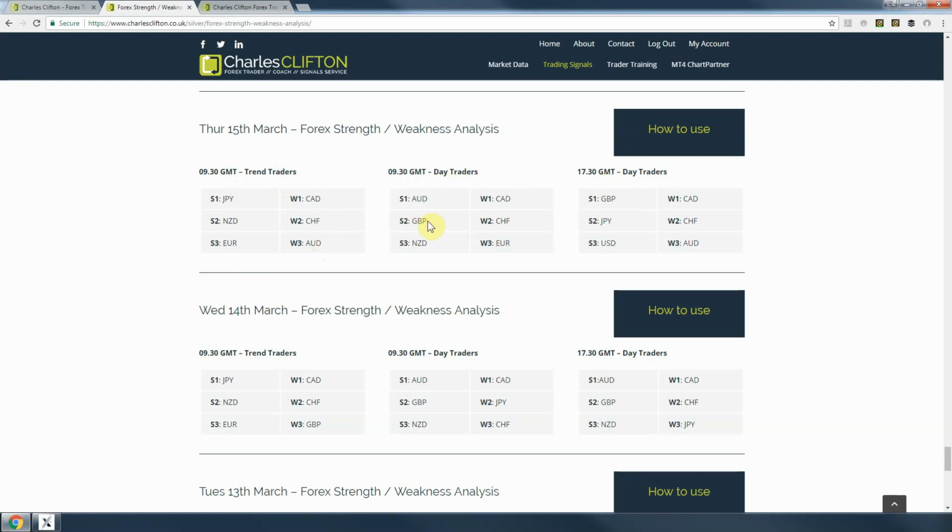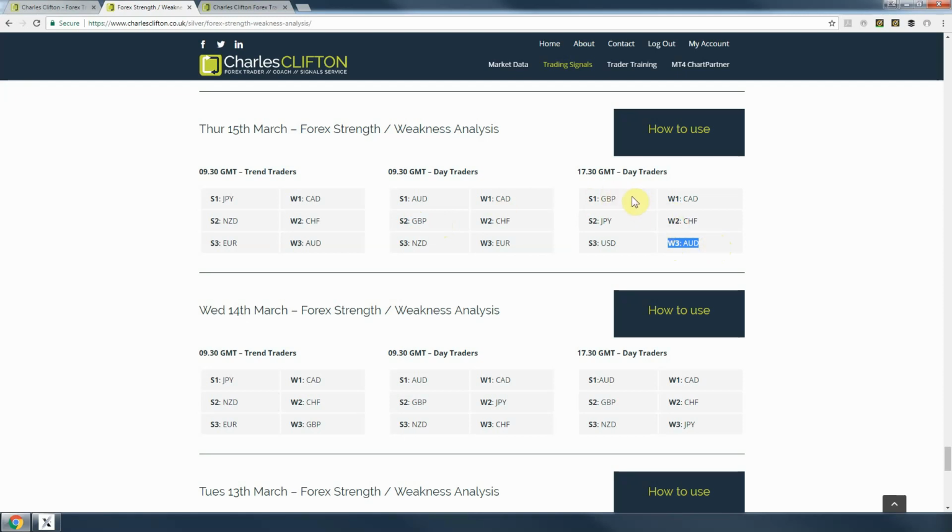So by Thursday the 15th in the morning, we've got the pound starting to show a little bit of strength. By the evening, we have the pound showing quite a lot of strength, and we also have the Aussie dollar starting to appear as a fairly weak counterpart. Now this is the important thing.